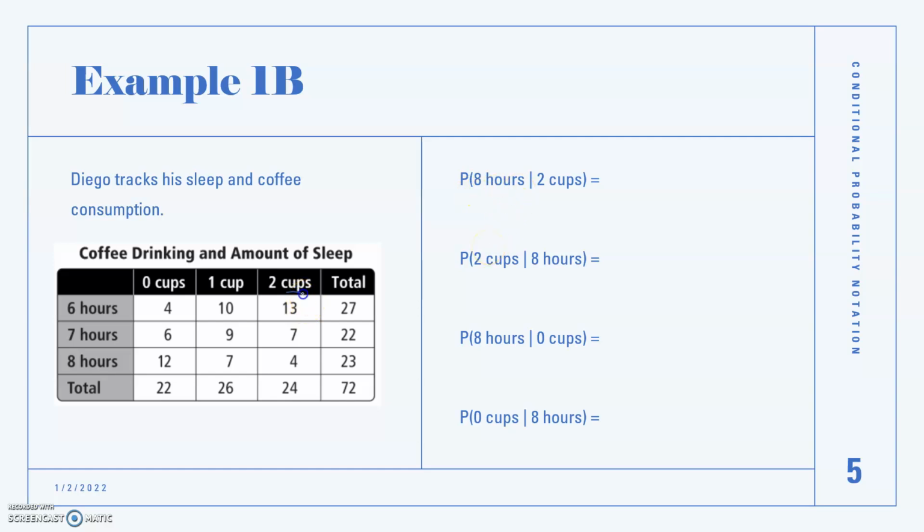So we're looking only at this group of data points. The total would be 24. I'm looking at 2 cups. I'm looking at just the 8 hours as the part. So that would be 1 out of 6. Okay, pause now and try the other ones and then come back after you have tried those.